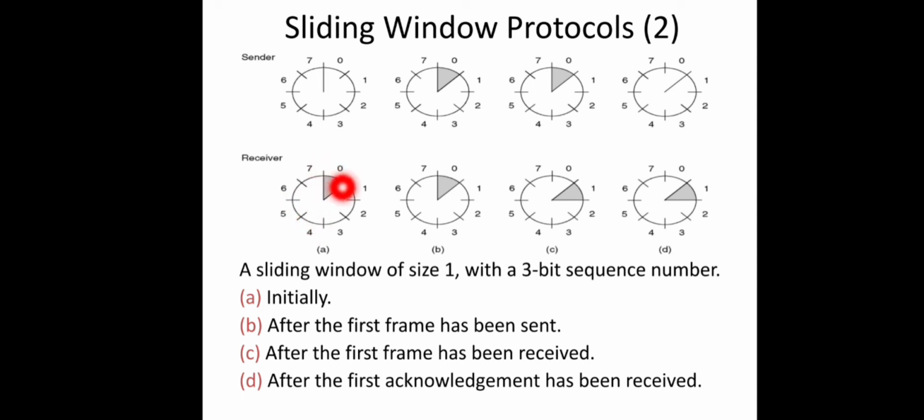Here the sequence number assigned or pointer is kept on frame 0. That means this receiver is ready to accept frame 0. That's the meaning of this window here. Okay, so after the initial stage, the sender sent the first frame to the receiver.